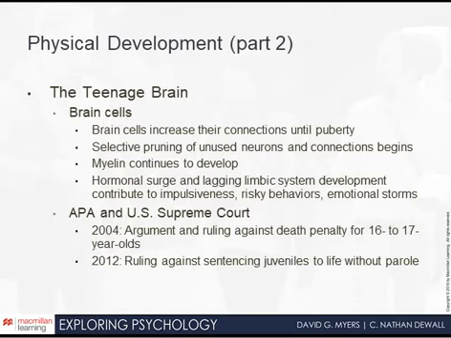The APA, the American Psychological Association, which we referred to in the first chapter, and the U.S. Supreme Court. In 2004, an argument and ruling against the death penalty for 16 and 17-year-olds. In 2012, a ruling against sentencing juveniles to life without parole. Why? Well, it's an understanding based on the research and psychological knowledge that, to a large extent, since the brains have not fully developed because of the hormone releasing and systems going on in the teenage body, they're more prone to risky behaviors and to acting things out. Therefore, these rulings from the court system are cutting them a little bit of slack.